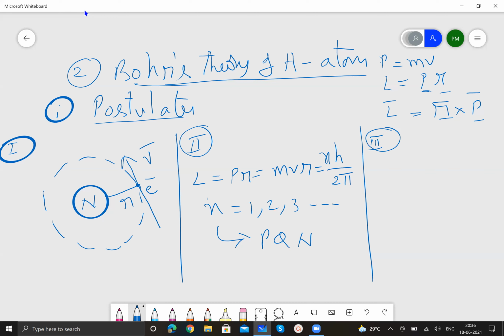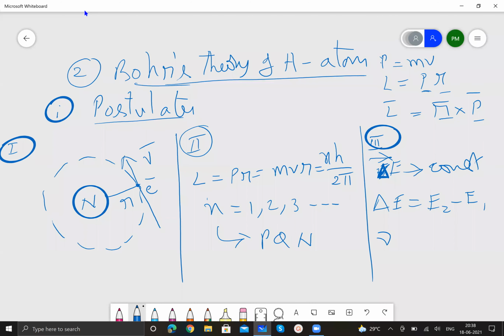And the third postulate: the energy of an electron in an orbit is constant. Energy is emitted or absorbed whenever there is a transition of an electron from one energy level to another, and the amount of energy emitted or absorbed is equal to the difference of energies of the two orbits between which the transition takes place. So the third postulate has two parts. First, the energy of an electron in an orbit is constant. Next, emission or absorption of energy takes place during the transition of the electron between two orbits, equal to the difference of energies.